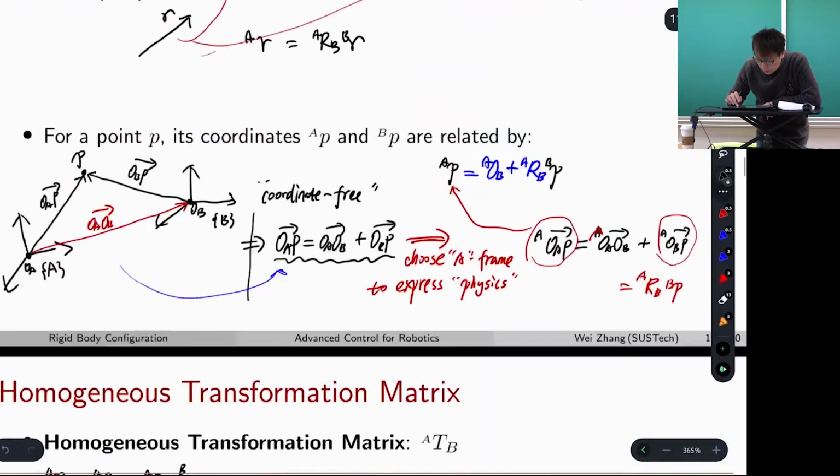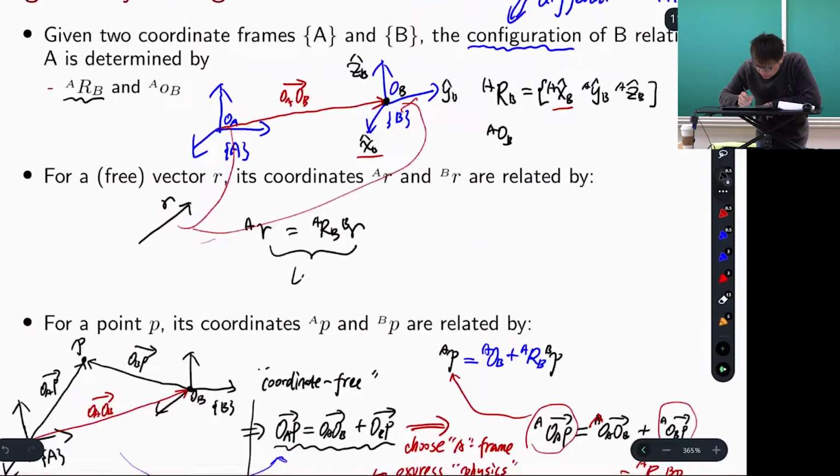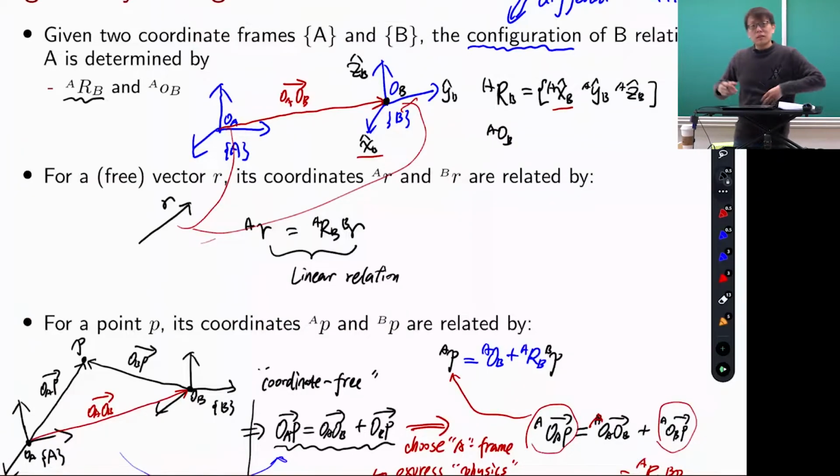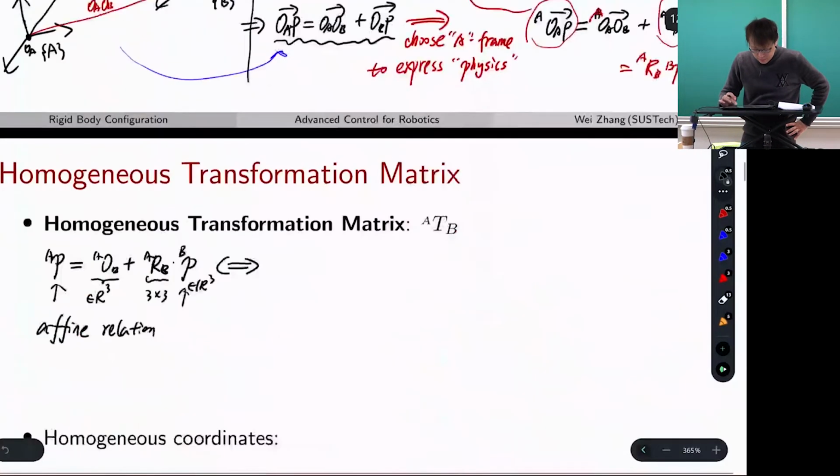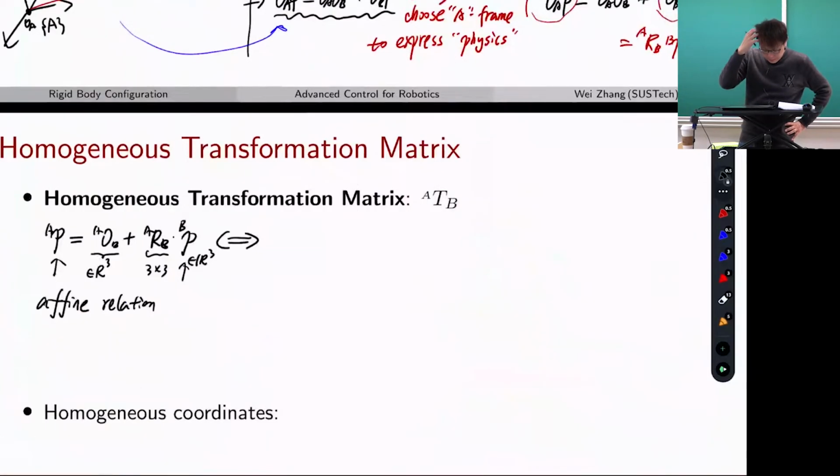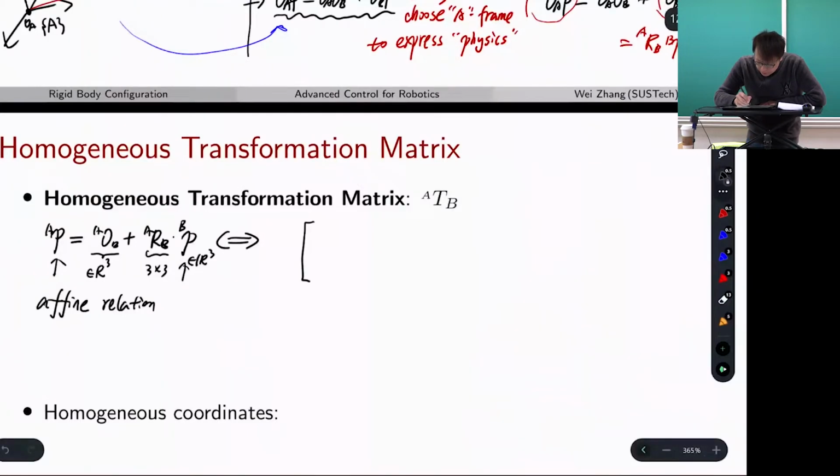Okay, this is a linear relation. But in general, sometimes we also call affine a linear relation, but more precisely, this is affine. It's just that the relation doesn't precisely pass through the origin. You have some offset vector O_BA. We can make it a pure homogeneous linear function by lifting this.